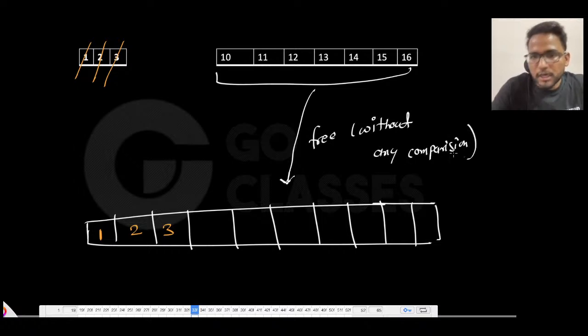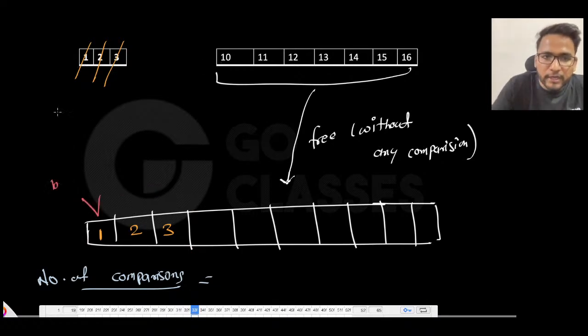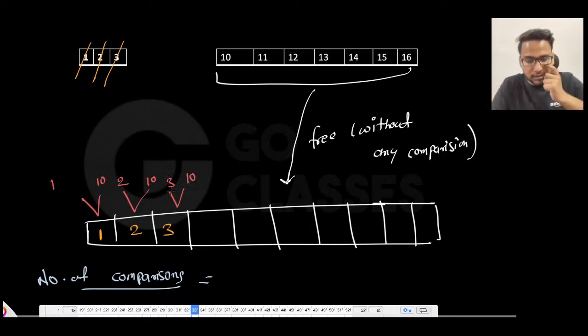So now tell me, if I ask you only about the number of comparisons, how many comparisons are we taking here? I think we are just taking 3 comparisons, because just to write one, I have compared 1 and 10. This was because I compared 1 and 10. This was because I compared 2 and 10. This was because I compared 3 and 10. So the number of comparisons here is just 3.